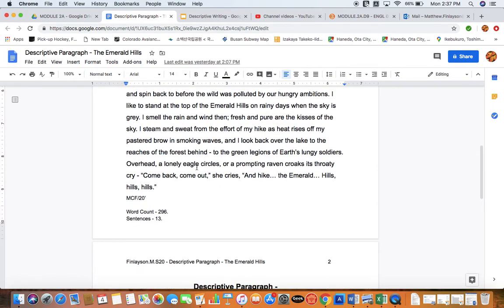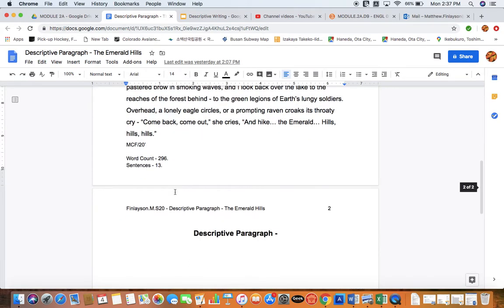Overhead, a lonely eagle circles, or a prompting raven croaks its throaty cry. So again, here we go. There's visual there. You can see the birds in the sky, but there's also some sound as well, the croak of the raven. Come back, come out, she cries, and hike the Emerald Hills, hills, hills. So that's a bit of a sum up, but it's done in kind of an artistic way. So it's a little bit interesting.